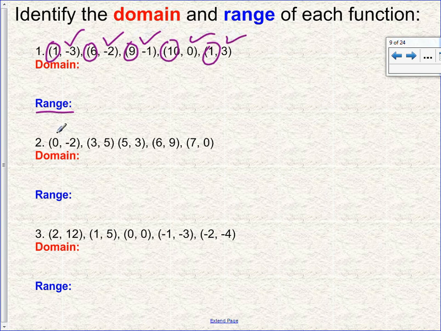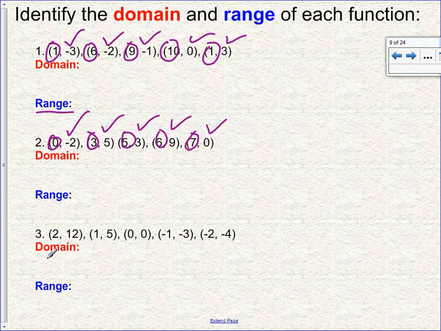What about this one? The domain is 0, 3, 5, 6, 7. What about the range? -2, 5, 3, 9, 0. Domain? 2, 1, 0, -1, -2. What about the range? 12, 5, 0, -3, -4. Excellent.